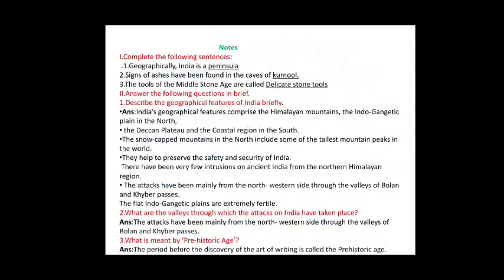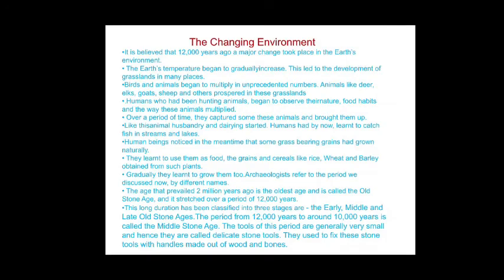This is classified into three stages, children: firstly the Early Stone Age, the Middle Stone Age, and the Late Old Stone Age. Children, the period from 12,000 years to around 10,000 years is called the Middle Stone Age.